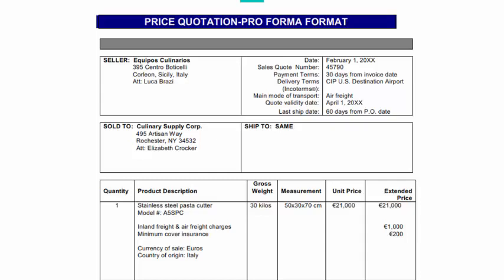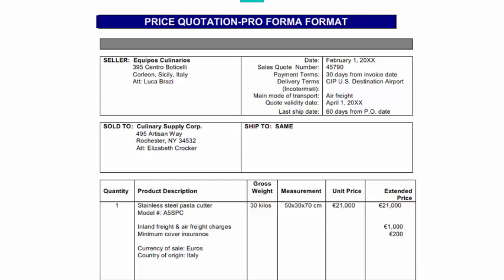So who do we have here? Full name of the seller and potential buyer. Our vendor overseas is a company called Equipos Culinarios with some addresses in Corleone, Sicily, Italy. Anyone that's a fan of the movie series The Godfather from the 1970s and 80s will recognize some names there. Just a feeble attempt at humor. Potentially sold to a company called Culinary Supply Corporation in Rochester, New York.